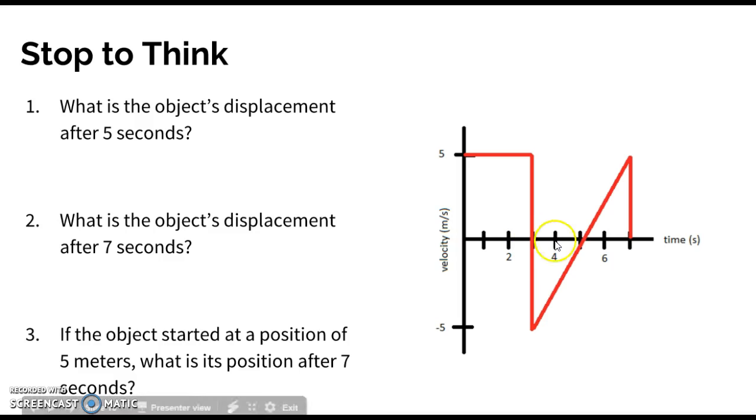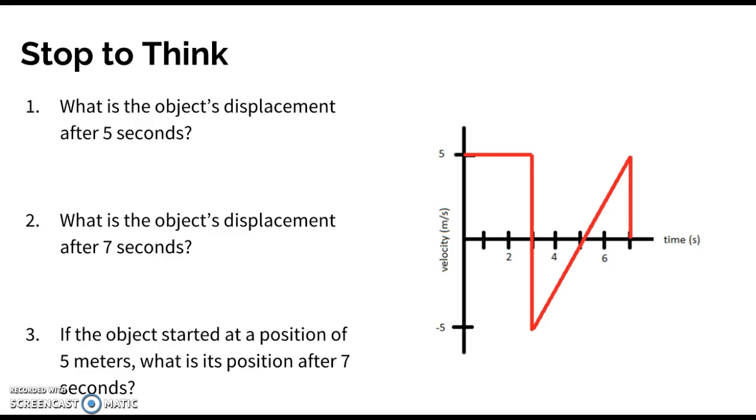But then we also have to worry about this area here. Because this is below our axis in the negative region, we're actually going to consider this a negative area. And we have a triangle here, so we can very easily do 1/2 base times height. So we can consider this here. We have a height of -5 meters per second.